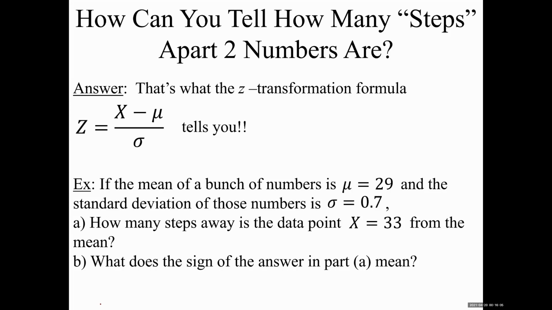Here's another one. We didn't do this one yet. Again, I'm asking you, how many steps apart are the numbers 29 and 33 if the standard deviation is 0.7? That's what I'm asking. Once again, this Z transformation formula will tell you how many steps apart the numbers are. Here, let me write down the formula. For X, we're going to put 33, and for mu, 29. And the bottom number is 0.7. And when you calculate this, let me get my calculator out.